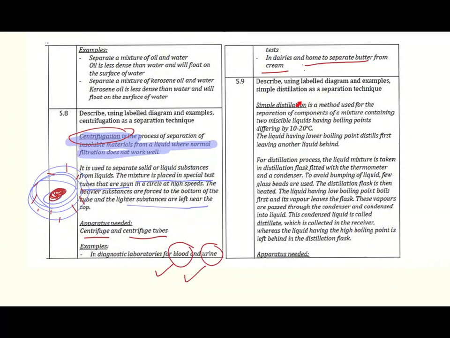is simple distillation. Simple distillation is used to separate components of a mixture which has two miscible liquids or soluble salts, having a boiling point difference of at least 10 to 20 degrees Celsius. The liquid having the lower boiling point will distill first because it boils first, leaving the other liquid behind. For the distillation process, the liquid mixture is taken in the distillation flask, fitted with a thermometer and condenser. To avoid bumping of the liquid, a few glass beads are used. The distillation flask is then heated. The liquid having the low boiling point will boil first, and its vapor will get condensed into liquid. This condensed liquid is called distillate, which is collected in the receiver, while the liquid having the higher boiling point is left behind in the distillation flask.